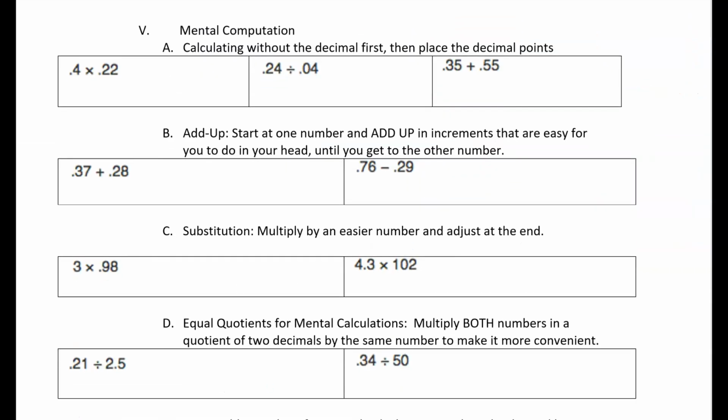Okay, so let's do the last page. So the last page, we've got some mental computations and some approximations. These first three examples, we're given the directions to calculate without the decimal first, then place the decimal points. So this first one, I could do 4 times 22, or 22 plus 22 plus 22 plus 22, which would be 88. So 4 times 22 is 88. And then try to figure out the decimal later.